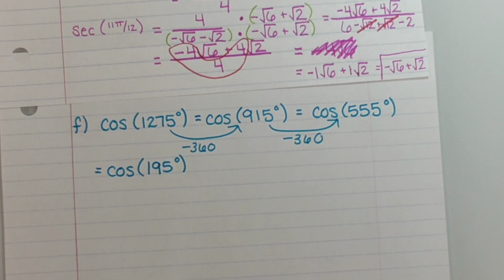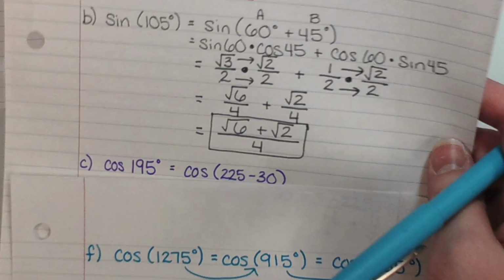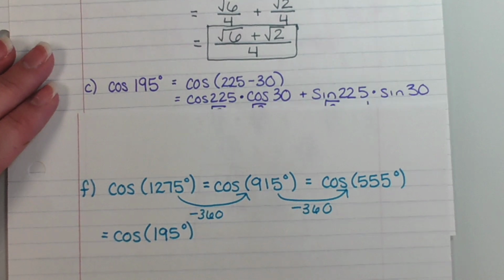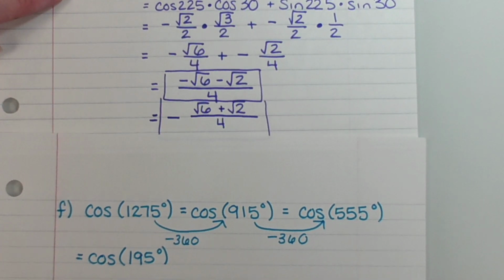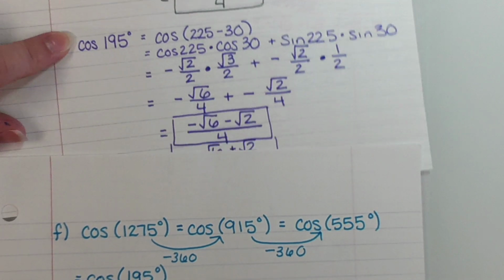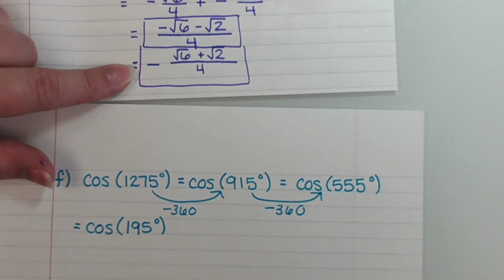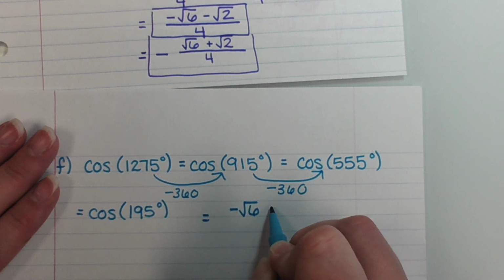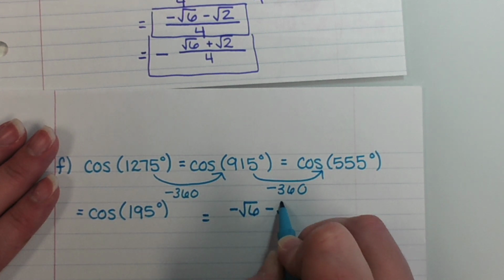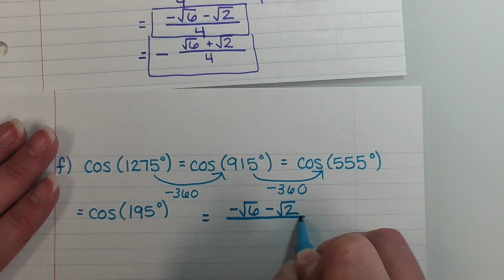Yeah, that is doable. In fact, we already did it. Cosine of 1,275 degrees is negative square root of 6 minus square root of 2 all over 4.